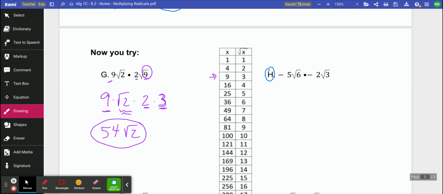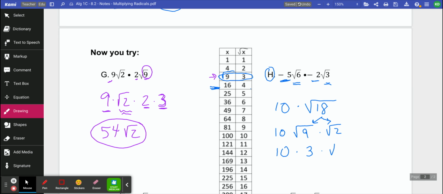On example H over here, again, we have some stuff outside of our radicals. So we've got negative 5 times negative 2, which is going to make positive 10. And then I have radical 6 times radical 3, which is radical 18. For 18, I'm going to check all of my numbers below 18. 16 is not going to go into 18. 9 will. How many times will 9 go into 18? 9 goes into 18 twice. So we can write this as radical 9 times radical 2. Radical 9 is, of course, equal to 3. So I'm going to replace that with a 3. And then these are both outside numbers, so I need to multiply them together. 3 times 10 is 30, and we get 30 radical 2.